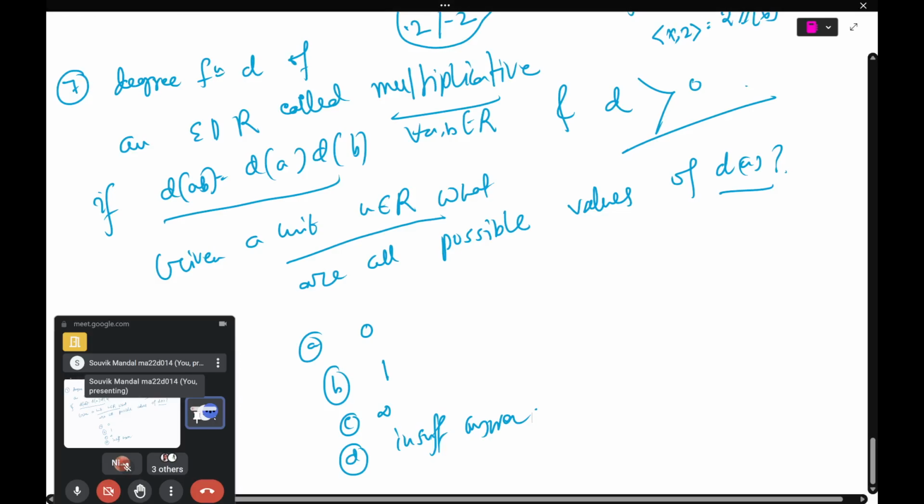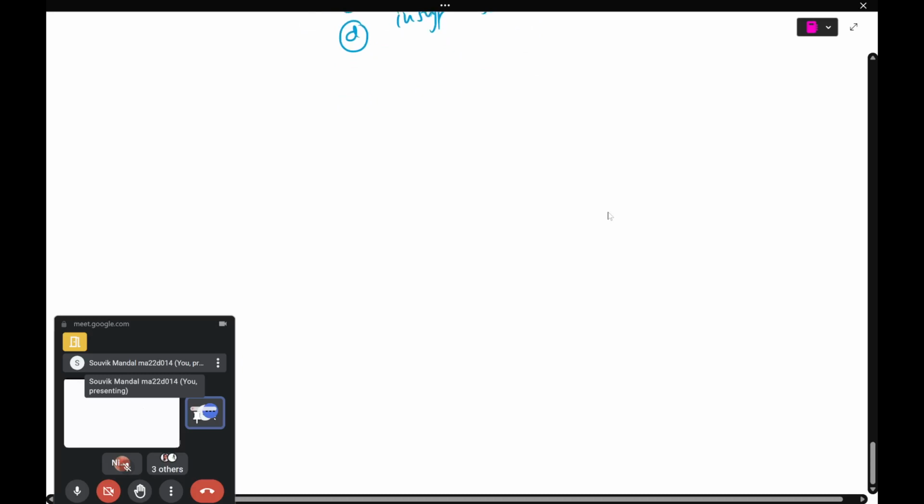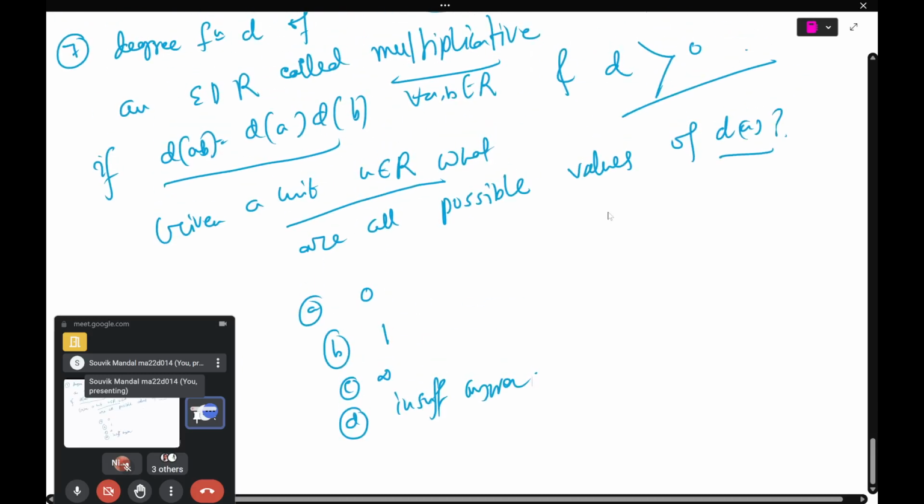How do you calculate d? You need to make use of the properties of d that come from the Euclidean domain. Also, you need to use the multiplicative property. Okay, so please try.